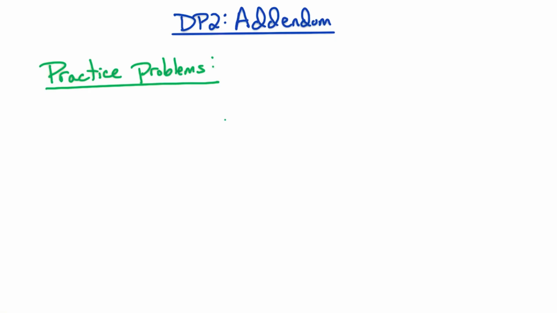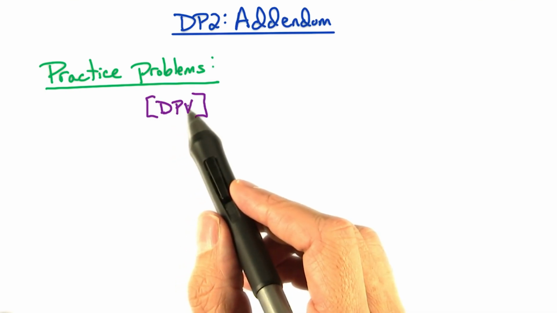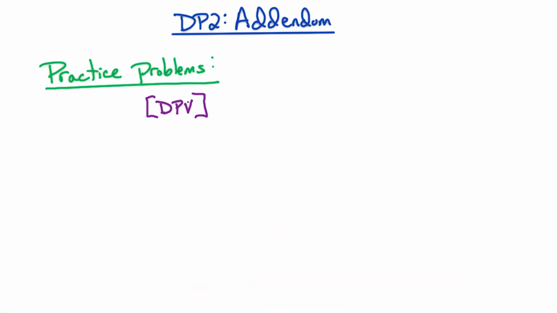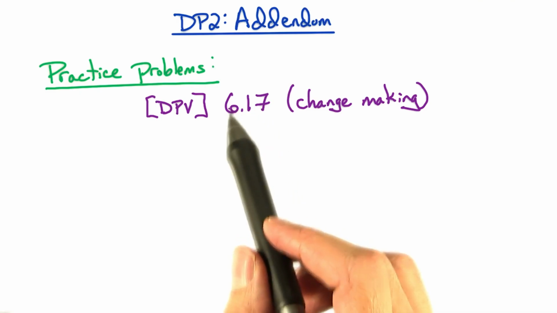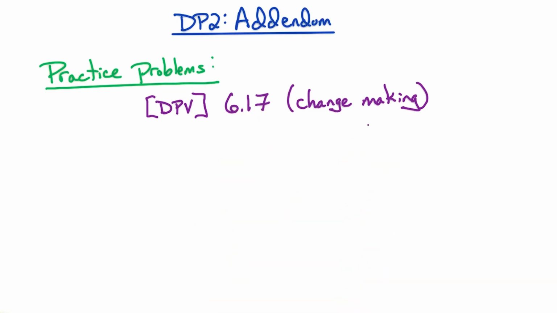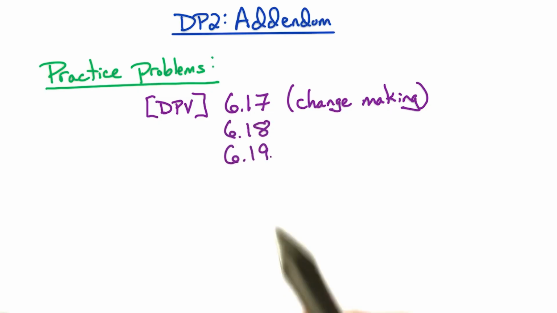At this point, you're prepared to approach any of the problems in Chapter 6 of the textbook. But let me point out a few particular ones which are especially useful. Once again, these are problems from the Dasgupta-Papadimitriou-Vazirani algorithms textbook, and I'm using the numbering from the print version. Problem 6.17 is about change making. Given a set of coins, a set of denominations, and a particular value, can you make change for that value using that set of denominations? In fact, there are 3 variants of the change-making problem in the textbook. I suggest doing all 3.